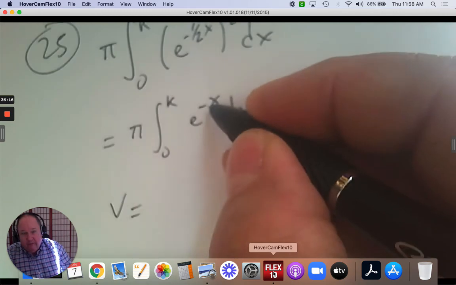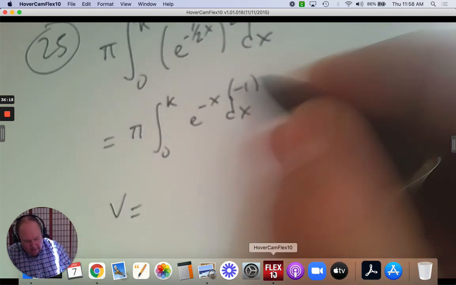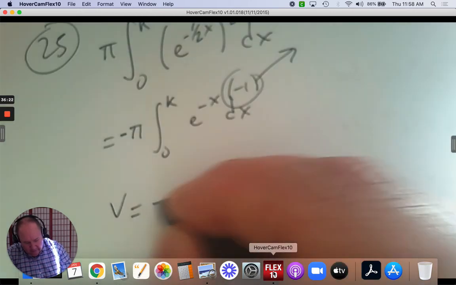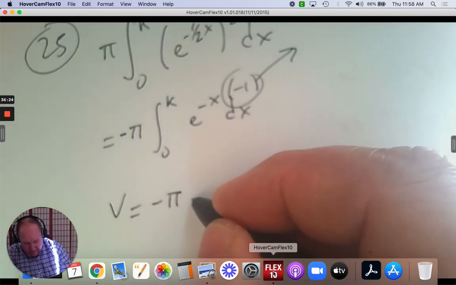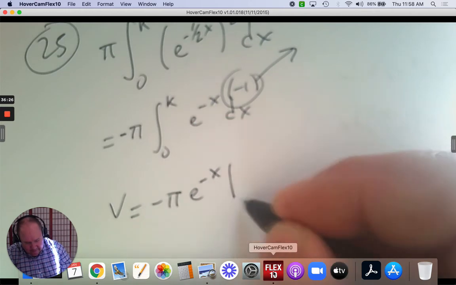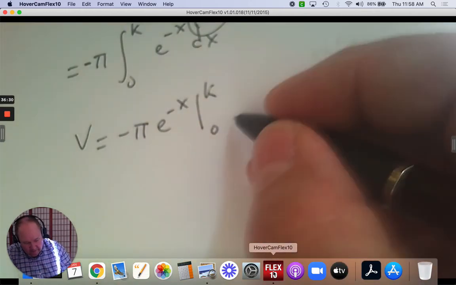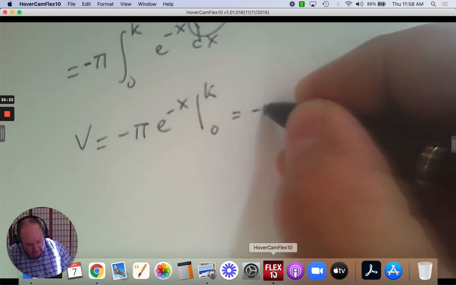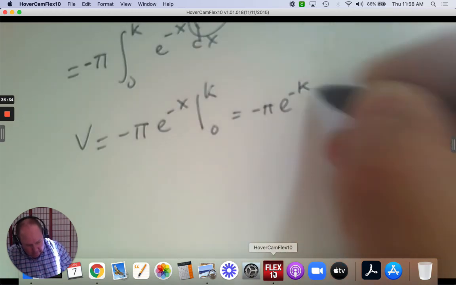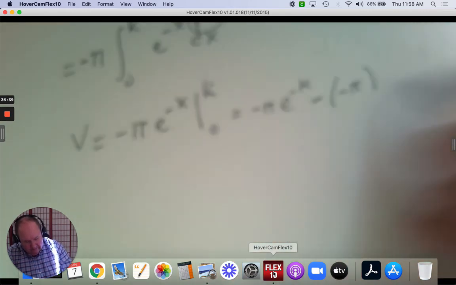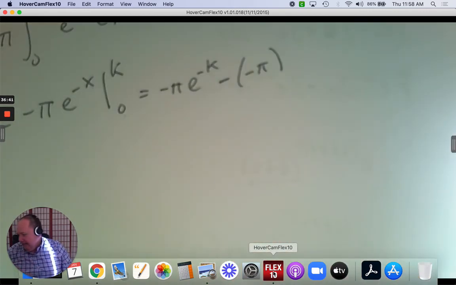The derivative of negative x is negative 1. So to undo it, I need a negative in front, so then I can unhook it. So I have negative pi. The rule is just copy it, and then I'm integrating from 0 to k. So for the volume, you plug in k first, subtract, and then you plug in 0, and you get negative pi. Or you can add pi at the end if you like.